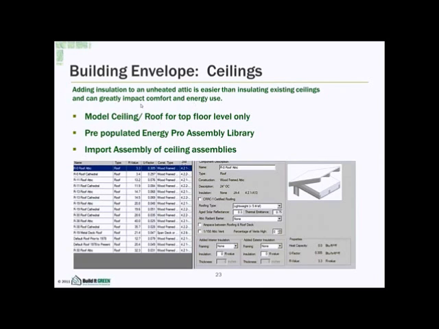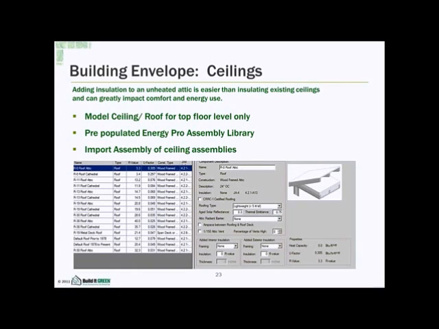So getting into the ceilings, very similar to the walls, very similar to the floors. You just right-click and add a roof into our rooms. And this should only be for the top floor only, unless you have different floor levels that have different areas with a roof, then you will model that. But if it's a consistent high-rise, for example, you're going to just model the roof at the top level only.